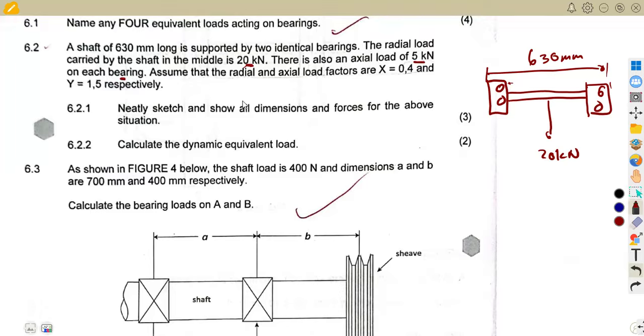Assume that the radial load, all right, make a neat sketch. Since there we've got a 5, we are going to multiply by 2 on each bearing. So that will be 10 kilonewton. So this is the diagram. I'm just going to make a neat sketch for you guys, but that is what you want there.